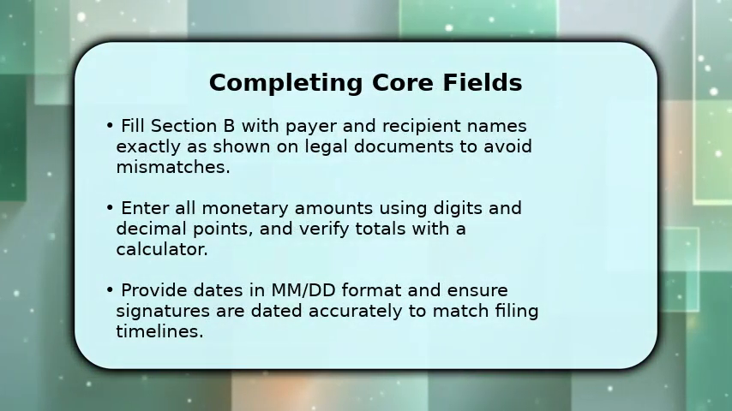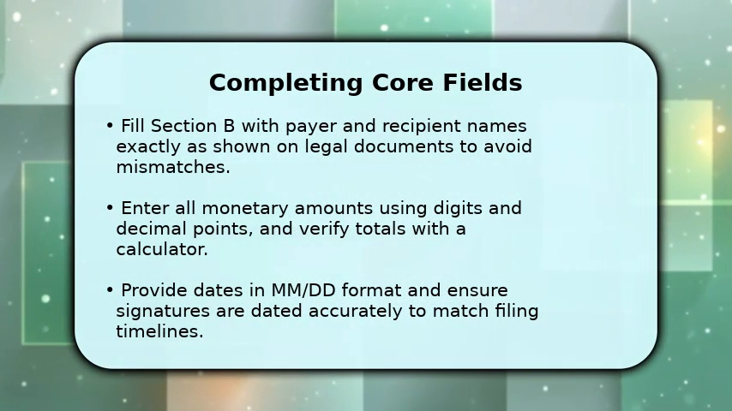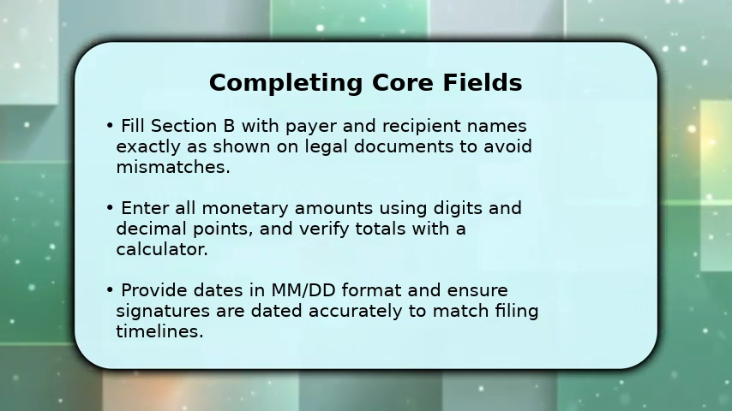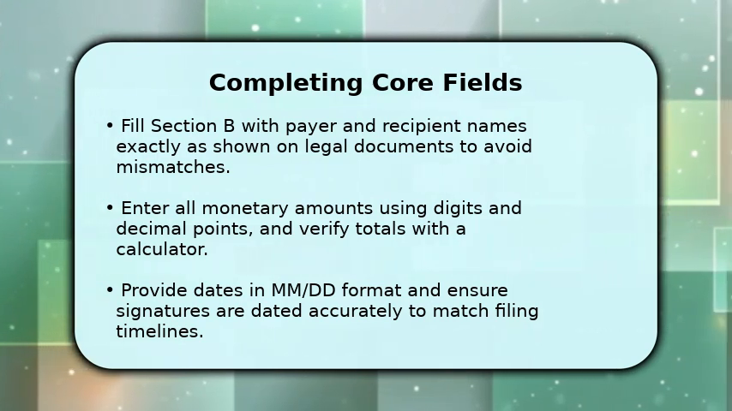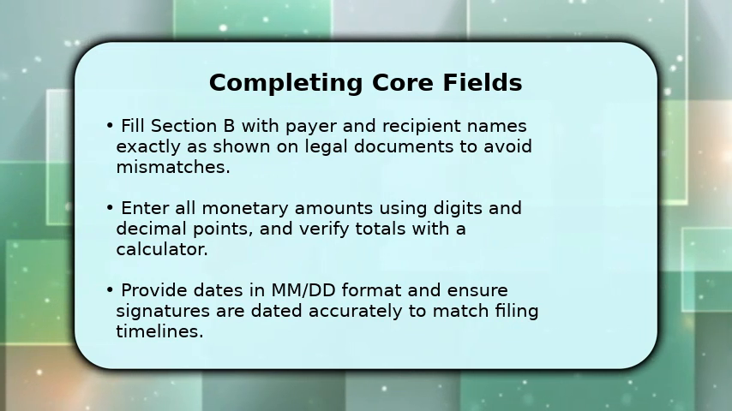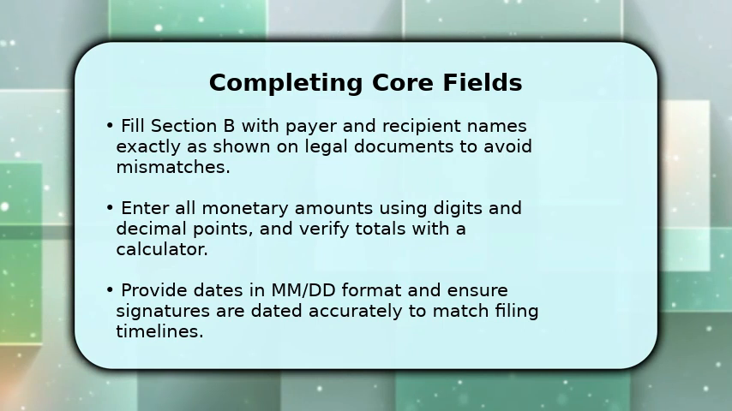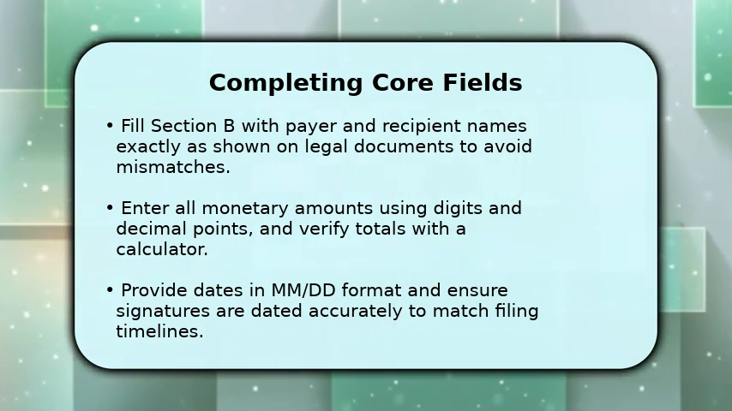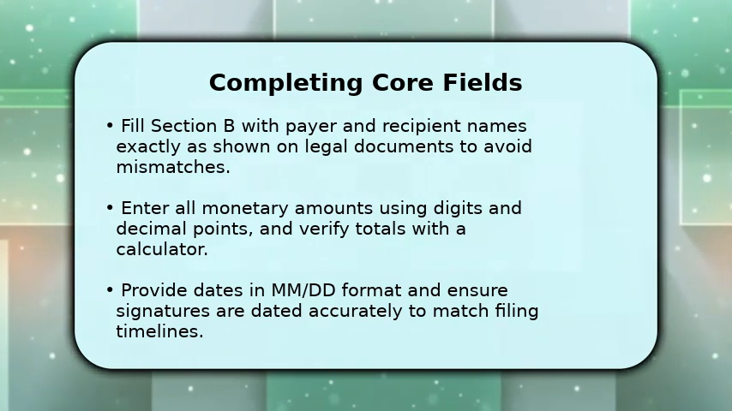Begin Section B by typing or writing the payer and payee names exactly as their legal ID read to prevent errors. Next, enter all monetary figures with digits and decimals and double-check arithmetic with a calculator. Fill in dates using mm/dd format and confirm any required signatures are dated. If a line seems unclear, pause, consult the instruction notes, and correct entries before moving forward to avoid rework later.